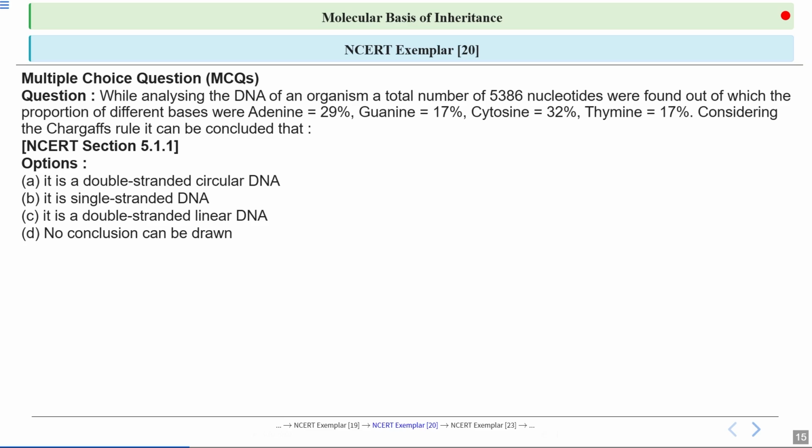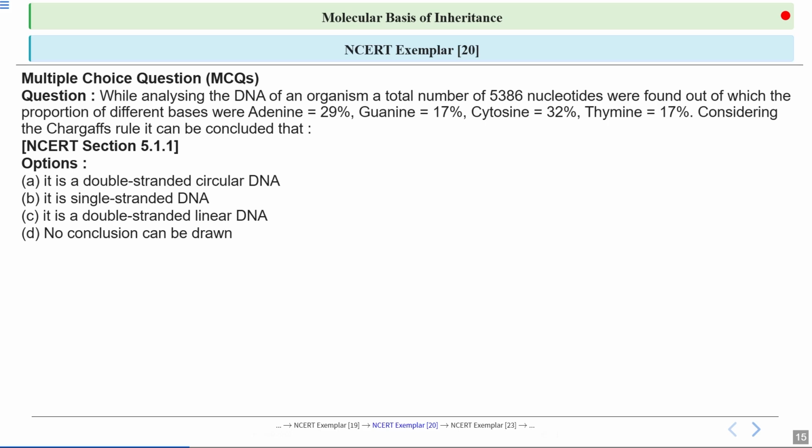So next question, this is a very simple numerical, you have to solve it. The question is, while analyzing the DNA of an organism, a total of 5,386 nucleotides were found, of which the proportions of different bases were: adenine 29%, guanine 17%, cytosine 32%, thymine 17%. Now, considering Chargaff's rule, it can be concluded that.